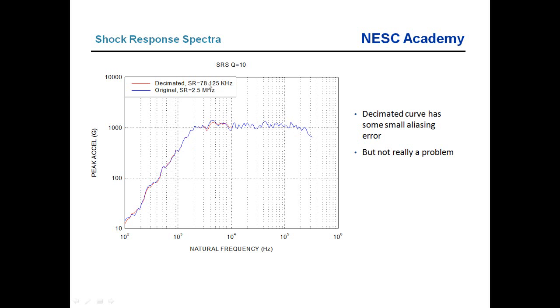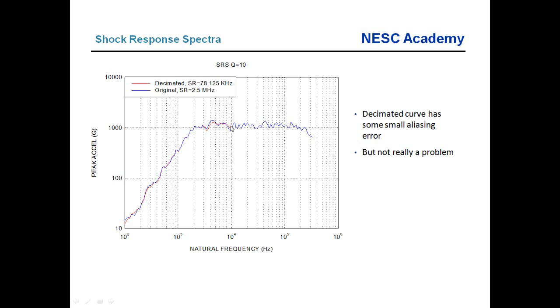And since it's at a much lower sample rate, the red curve can only go out to about 10,000 hertz. Whereas our blue curve goes up to about 250 kilohertz or so, which was the maximum energy present. Actually, it goes up to slightly above 300 kilohertz.